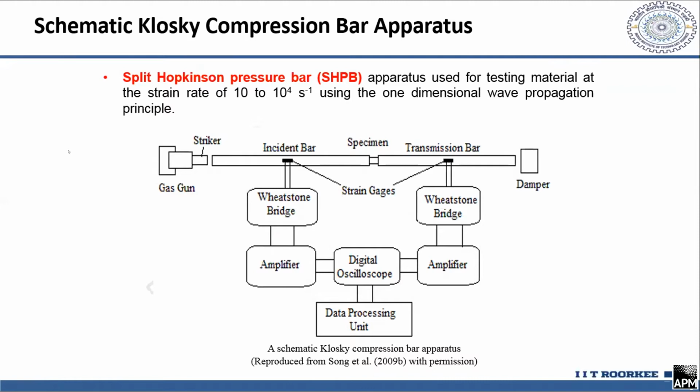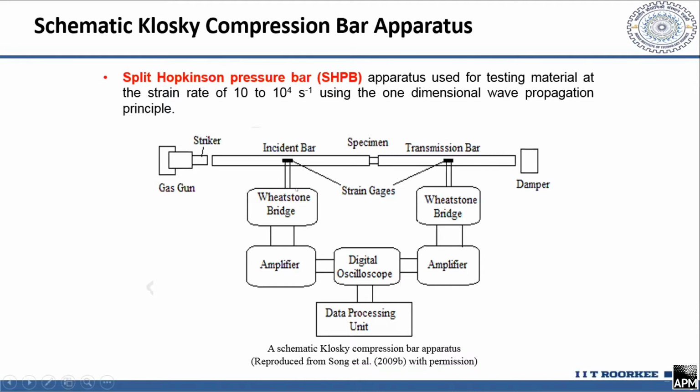The wave again propagates through the incident bar. At this point, some waves get reflected back and some waves are transmitted through the specimen into the transmission bar. This is mainly due to the difference in the mechanical properties of the incident bar and specimen. Now, the waves that are incident and reflected are measured at the center of the incident bar with the help of strain gauges mounted on the surface, and the transmitted stress pulse is measured by the strain gauge mounted at the center of the transmission bar.